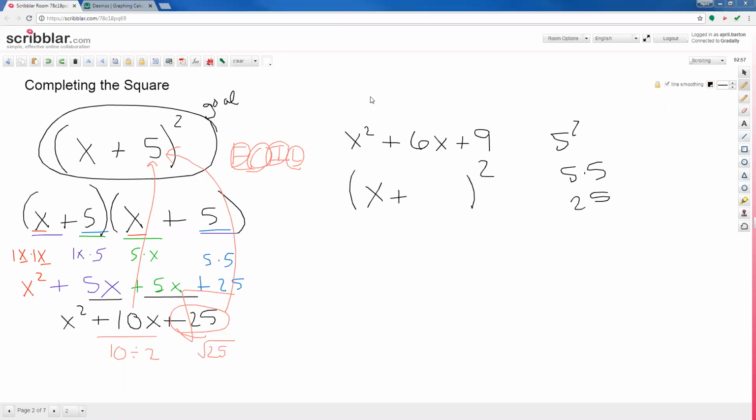So if we take the 6, let's look at this middle term. The 10 was in the middle and we divided it by 2 to get back to a 5. We're going to do the same thing to that 6. If we do 6 divided by 2, that gets us to that value of 3. So that's our perfect square binomial.